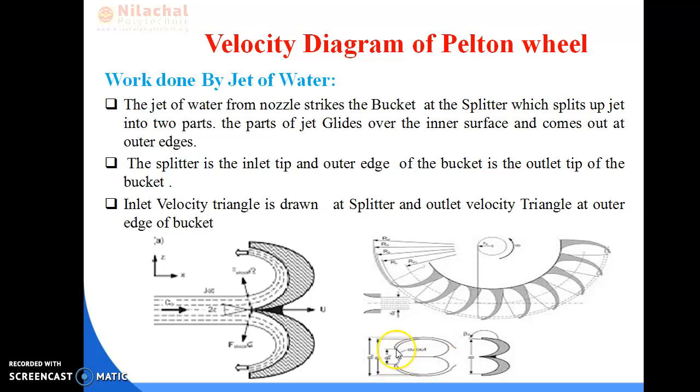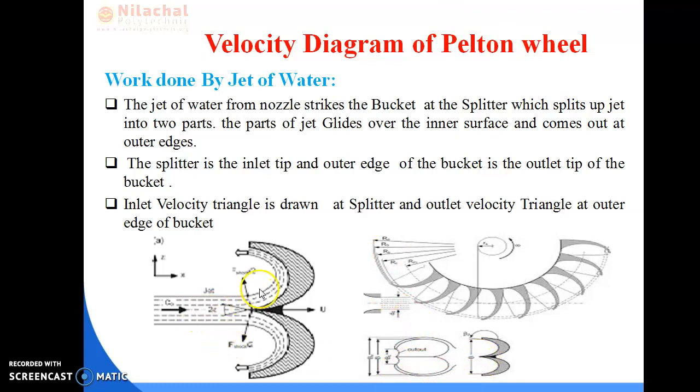You will see this is the side view of the bucket. We have seen that the two hemispherical curved plates are there, and these two curved hemispherical surfaces are attached at the middle part. This middle part is known as the splitter. The jet of water is striking at this splitter.